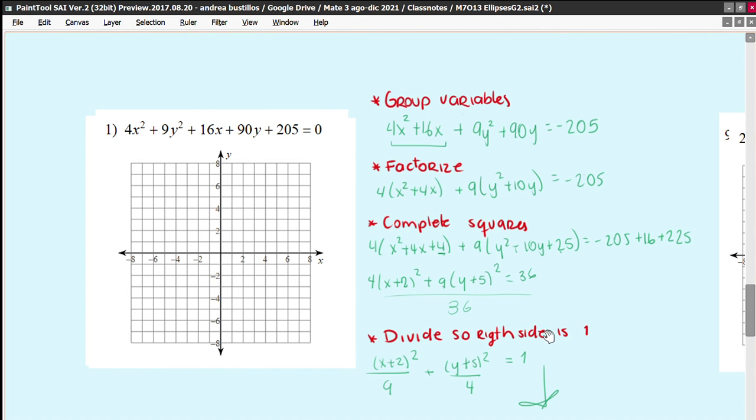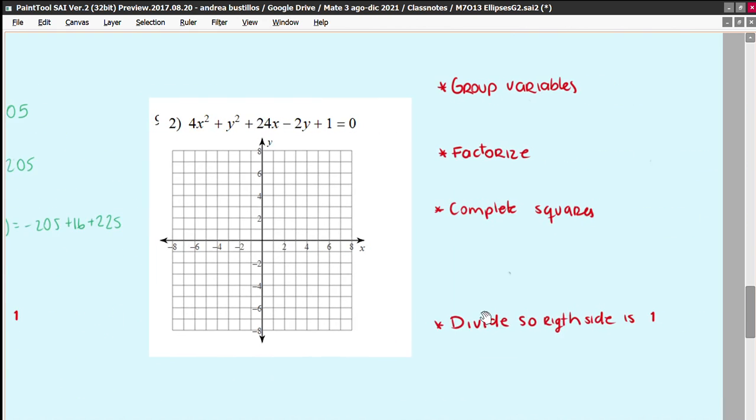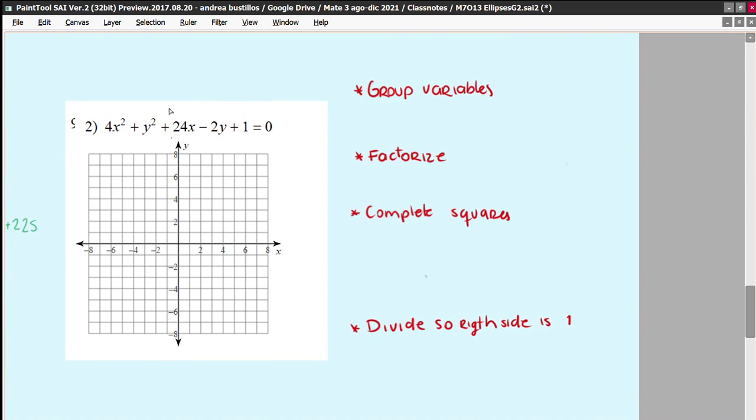Let's do one more example. So first off, I have to group my variables. First off, everything that has an x, then everything that has a y, and all of the constants to the other side. Now we're going to factorize each set of variables. For the x variable, they have a common factor of 4, so I'm going to factorize a 4. And for the y variables, well, the constant factor is just 1, so there's actually nothing to factorize there.